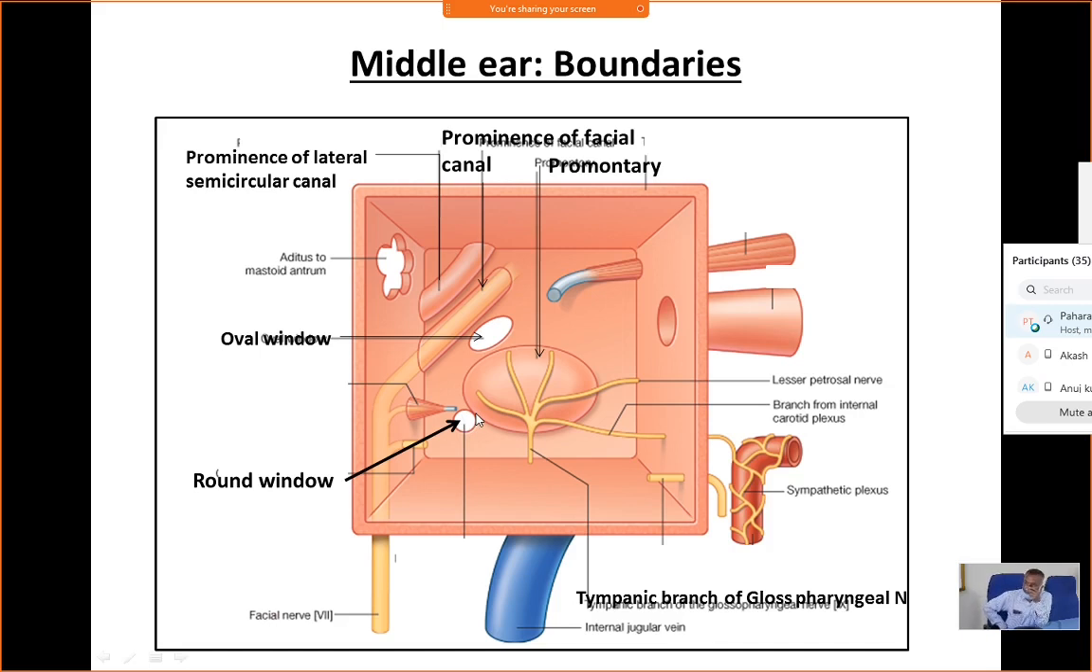Then above, or superior to the oval window, there is another prominence, the prominence of the facial canal. This passes obliquely, then becomes vertical on the posterior wall. Then above that, at the angle between the upper and posterior wall, there is another prominence, the prominence of the lateral semicircular canal, which is a part of the internal ear.